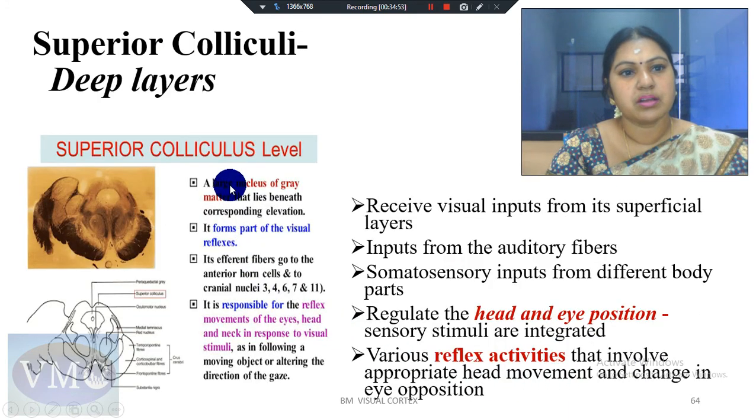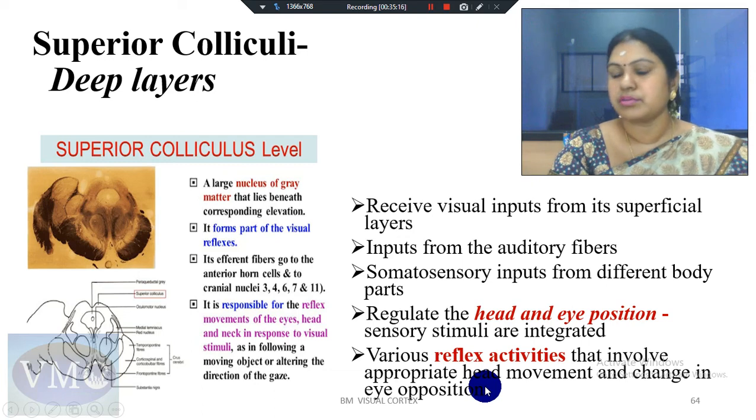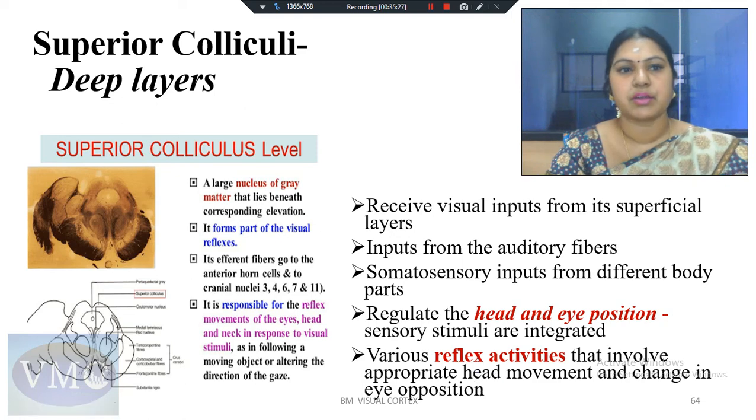The deeper layers of the superior colliculus receive visual inputs from the superficial layer, and also inputs from the auditory fibers. Somatosensory inputs they also receive. They are involved in head and eye position, and the sensory information is integrated. Various reflex activities are involved in appropriate head movement and change in eye position. Like if I want to change my head like this, the head change and the eye change is a reflex activity. If I hear a sound, I just move my head. This reflex action occurs because of the superior colliculi, where the deeper layers get information and are concerned with this.